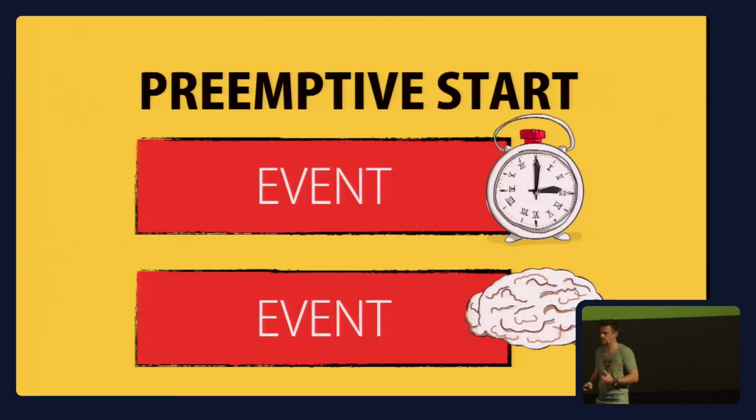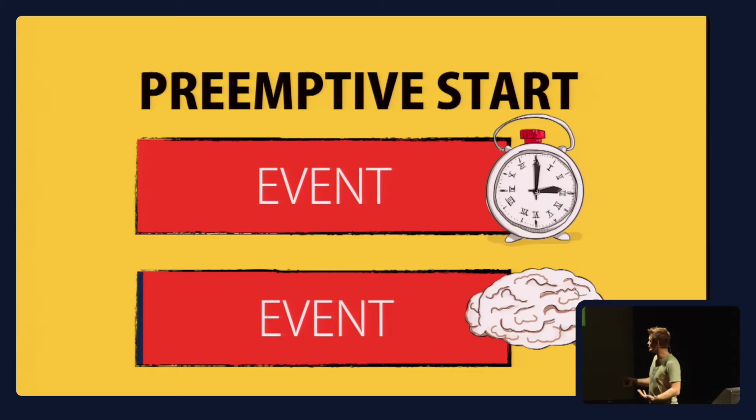So the first technique of managing perception is called preemptive start. Let's assume you have an event that you want to make shorter or faster in the user's perception. In the preemptive start technique, in the beginning of this event, we insert the active phase.